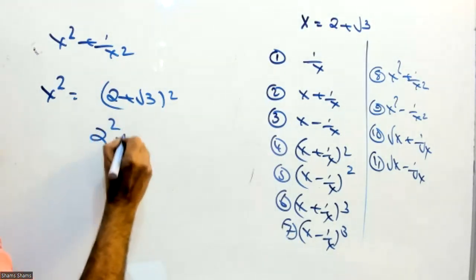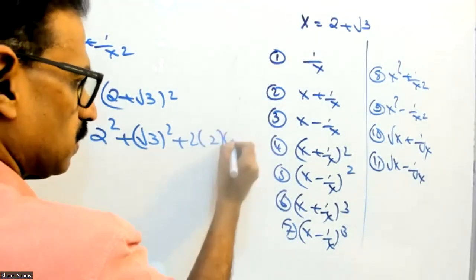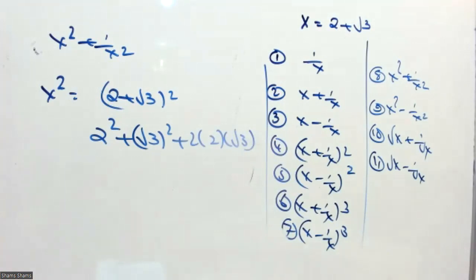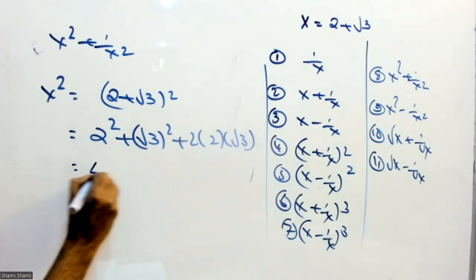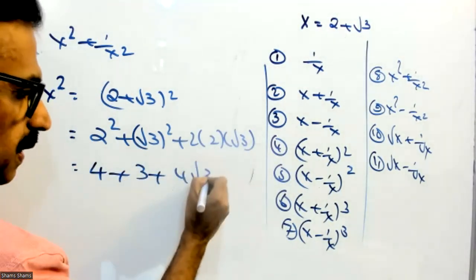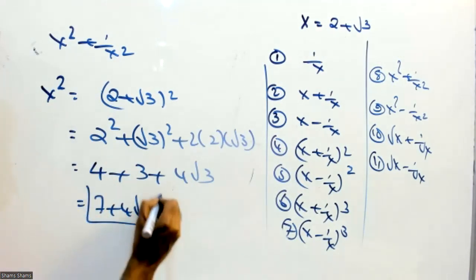2 square plus root 3 all square plus 2 into root 3. Everyone okay? Then 4 plus root 3 square is 3 plus 4 root 3. That means 7 plus 4 root 3. This is the x square.